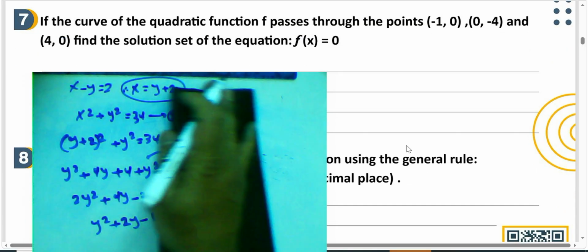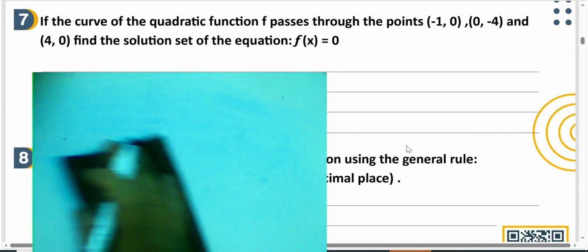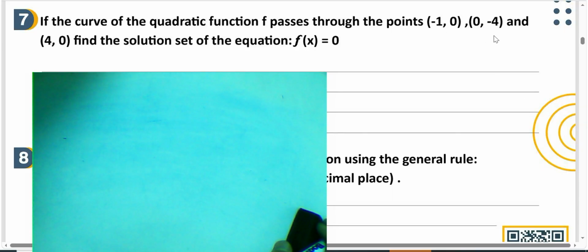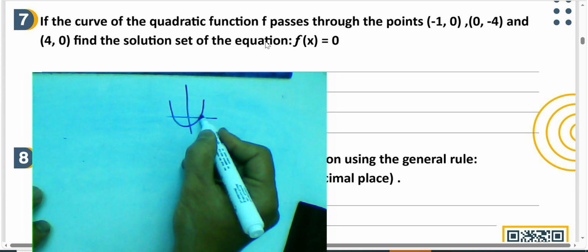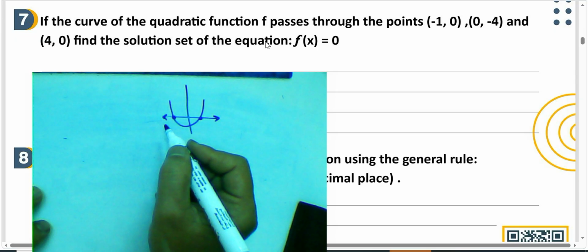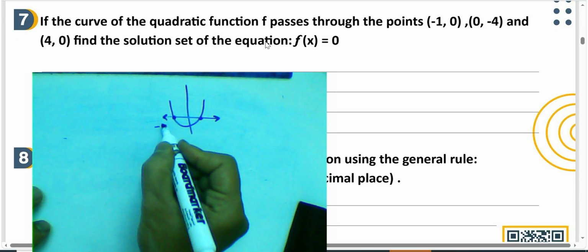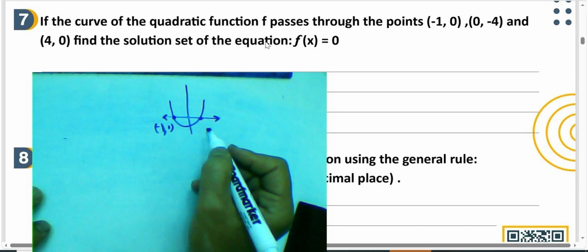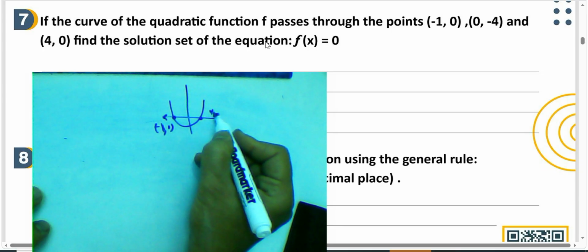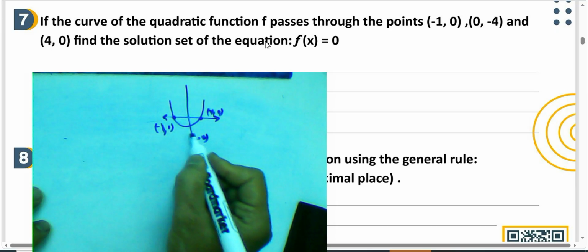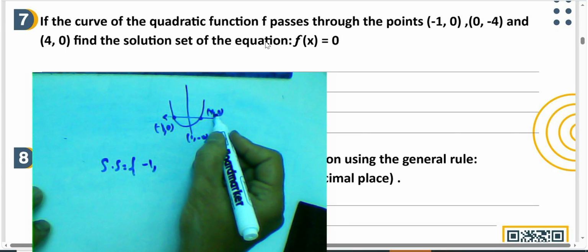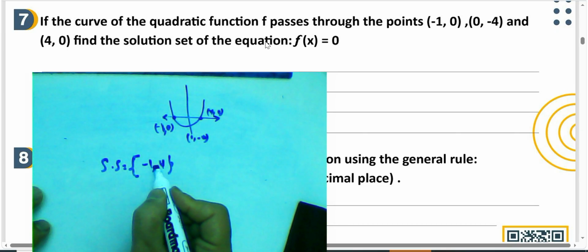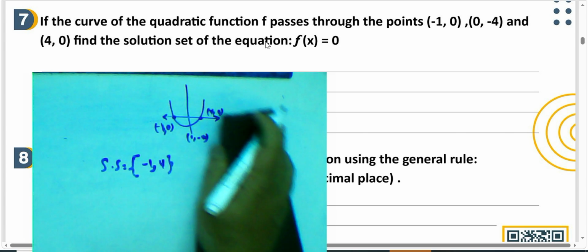Next, question number 7. If the curve is a quadratic function passing through the points -1 and 0, 0 and -4, and 4 and 0, find the solution. Okay, I solved the example for 1 minute. Do you remember, like this curve, I want to find the intersection with the x-axis. Intersection with the x-axis means y equals 0. We have -1 and 0 here, second 4 and 0, and down here 0 and -4. The solution set, from here, is -1 and 4. Okay, this is the solution set.